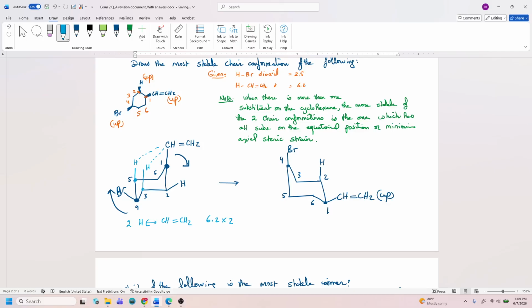Versus over here, what do I have? Again, the groups that are on the equatorial position will not do any energy interactions. The one on the axial will do energy interactions with the other groups that are on the axial position. So for the bromine over here, the bromine is axial, so it's going to do an interaction with those 2 hydrogens in there. So here you go. You're going to have a hydrogen, bromine, 2 hydrogen and bromine diaxial interaction, so it's going to be 2 times 2.5.